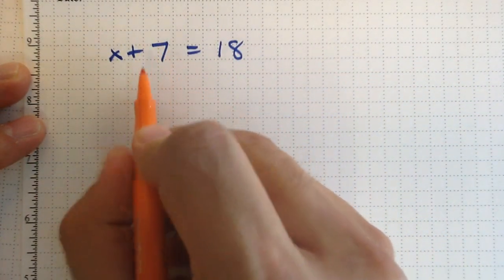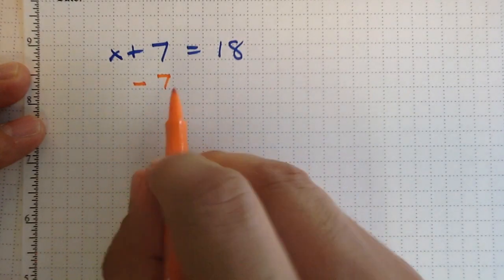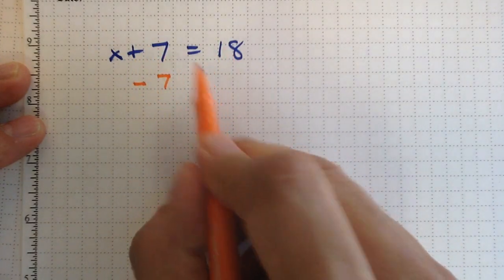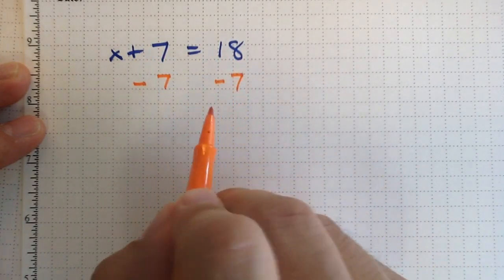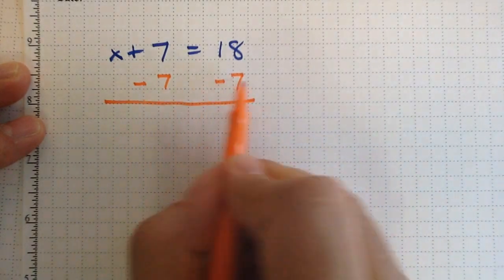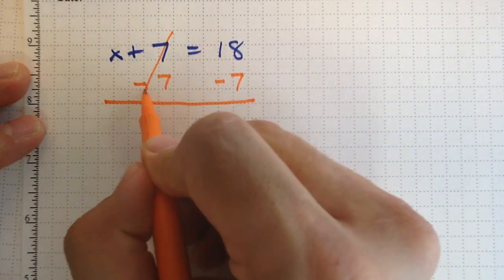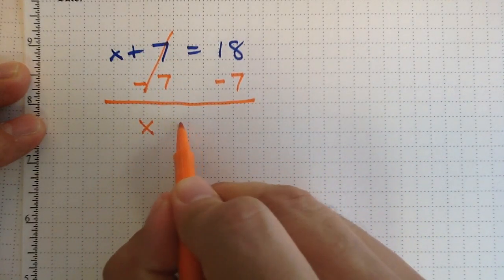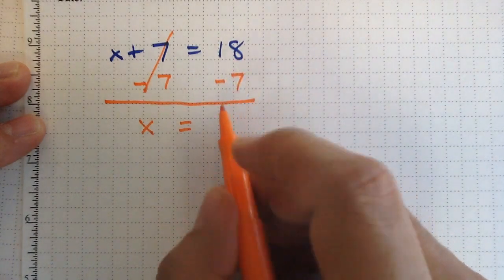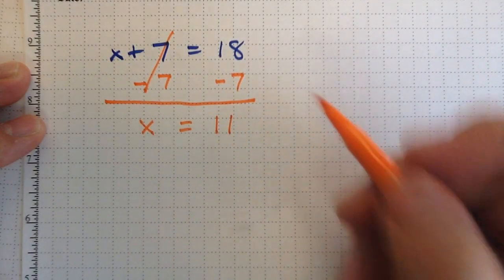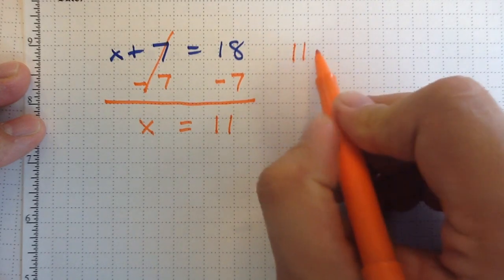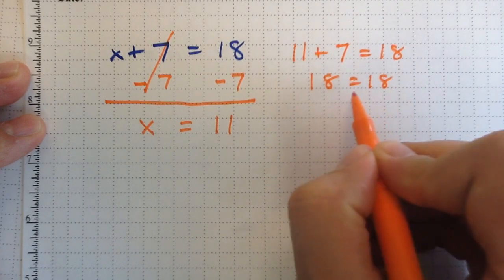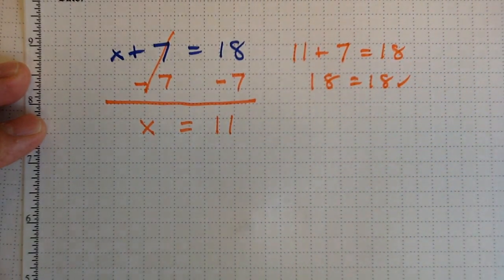I can get rid of that plus 7 by doing its opposite, subtracting 7. This is okay to do as long as what I do to one side of the equation I do to the other side. So on the other side of the equal sign I'm also going to subtract 7. This keeps my equation balanced, and when the plus 7 and minus 7 cancel each other out, since they're opposite operations, I just get x. The equal sign drops down, and 18 minus 7 is 11. Then we can check our work: stick in 11 for x, and 11 plus 7 does equal 18.